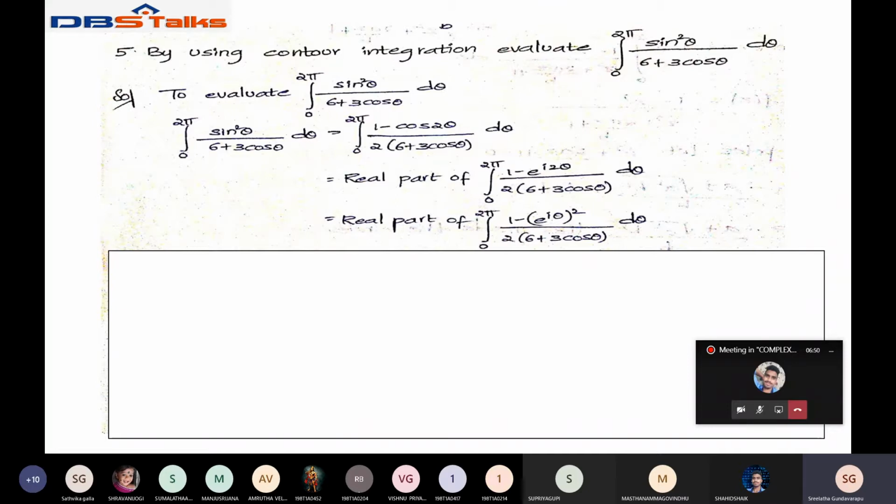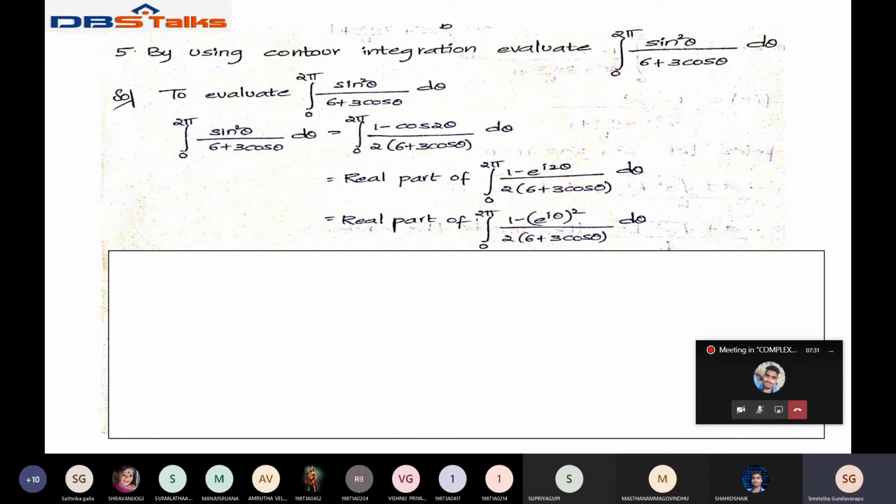First, to write the numerator, sin²θ is (1 minus cos 2θ) by 2, and cos 2θ is the real part of e^(i2θ). So that equals the real part of the integral from 0 to 2π of 1 minus cos 2θ, meaning e^(i2θ). So the real part we have to write without integration. Cos 2θ means the real part of e^(i2θ). Next step, e^(i2θ) means (e^(iθ)) whole squared.